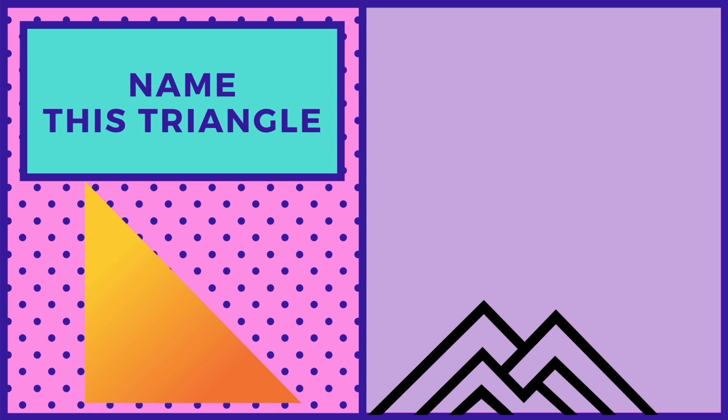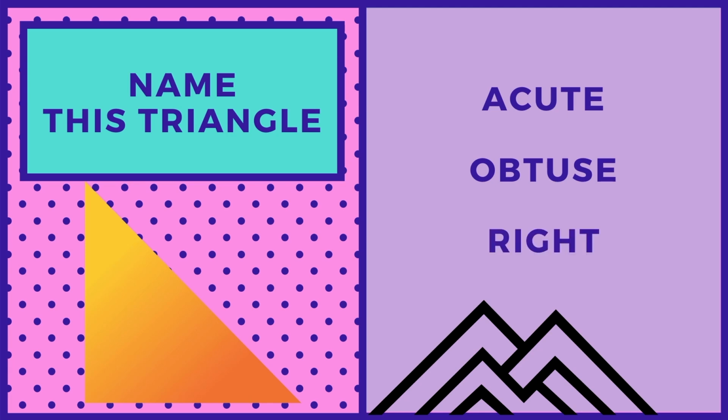Next, what do you see here? Name this triangle. It had one right angle, so it's a right triangle.